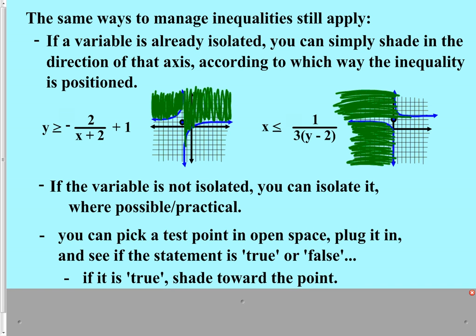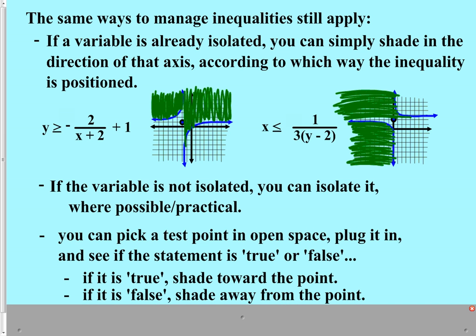If we pick a point and plug it into our inequality and our inequality likes it, it's going to give you a true statement. If it is a true statement, then that means the inequality likes that point and it should shade towards that point. If you pick a point and plug it in and the inequality does not like it, in other words, it gives you a false statement, then the inequality is saying, no, I do not like that point, do not shade toward it.